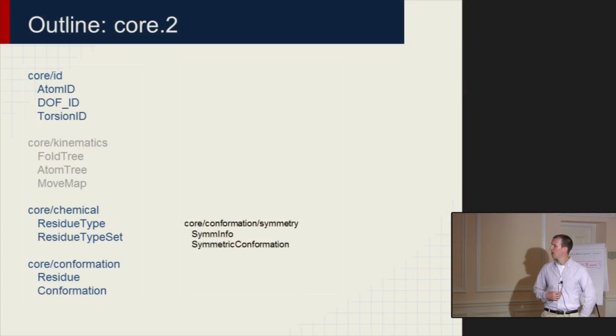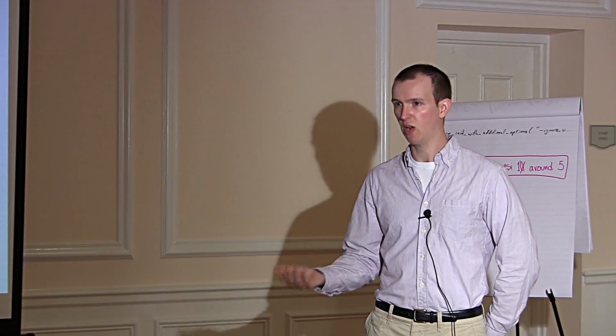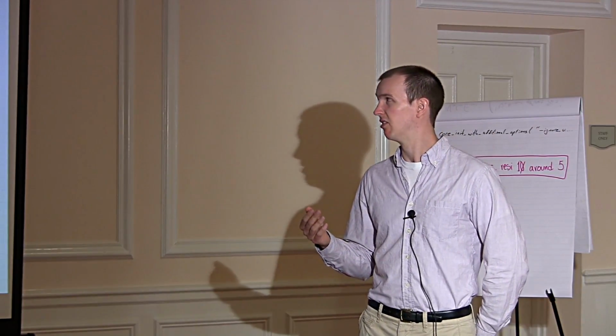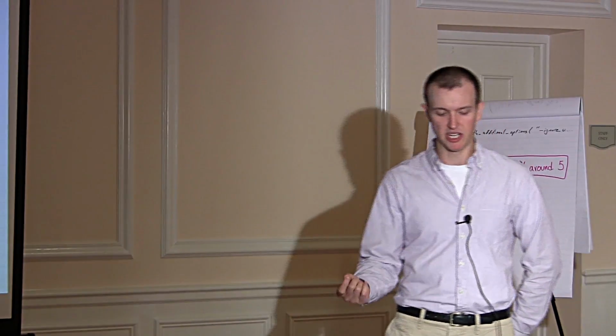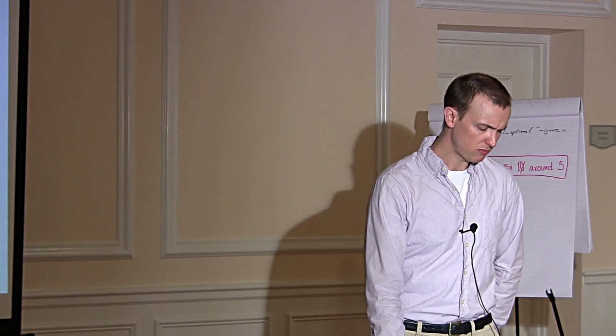Core ID, I guess I can mention very briefly right now. Atom ID is basically a pair of integers. It's the integer representing which atom it is, and then which residue it comes from. So you could have an atom ID that's like 5 22, and that would represent the 5th atom on residue 22. DOF ID and torsion ID are somewhat similar, except they belong to a residue, and instead of identifying an atom, they identify a DOF that comes from that residue.